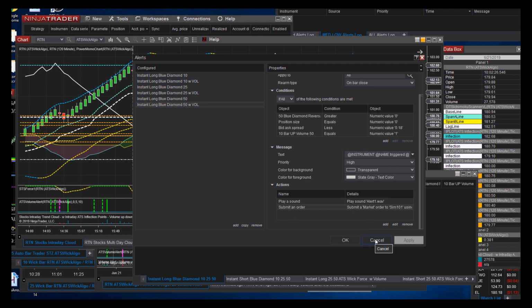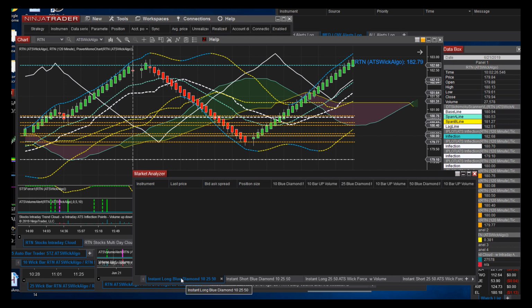Now, you put a symbol in here. This one is set for the reversal candle.